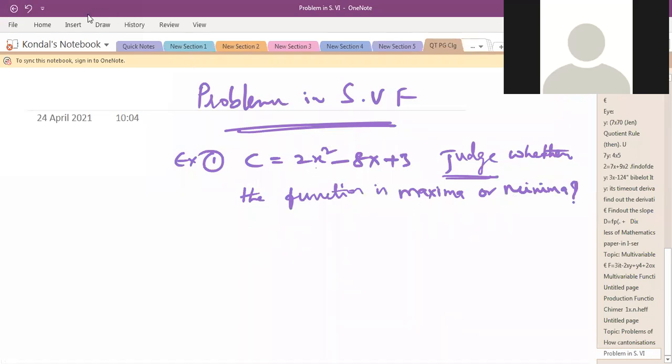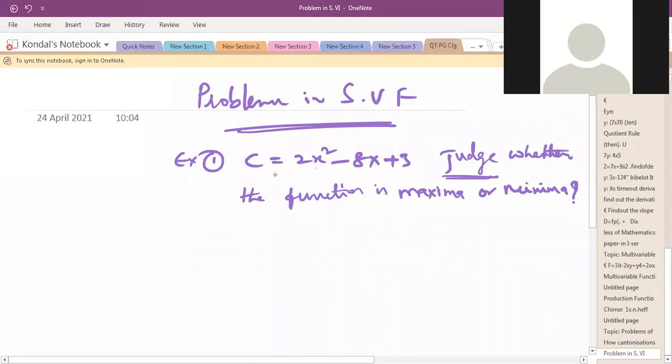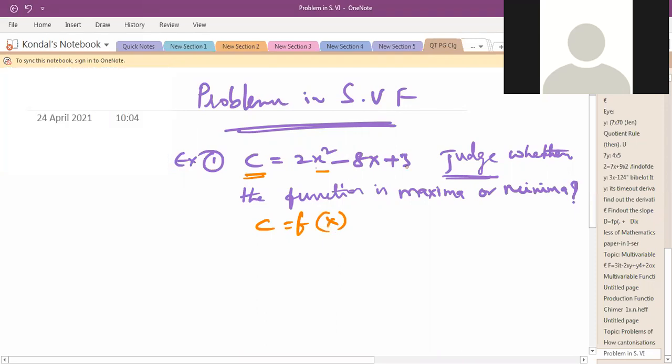So as we know, how do we identify whether it is a single variable or a multivariable function? Because c is the only dependent variable, only x is an independent variable. That is called c is a function of x. If there is a y, we should confirm that, so this is a multivariable function, right? Since only one independent variable x is there, it is called a single variable function. So here we need to judge whether the function is maxima or minima.